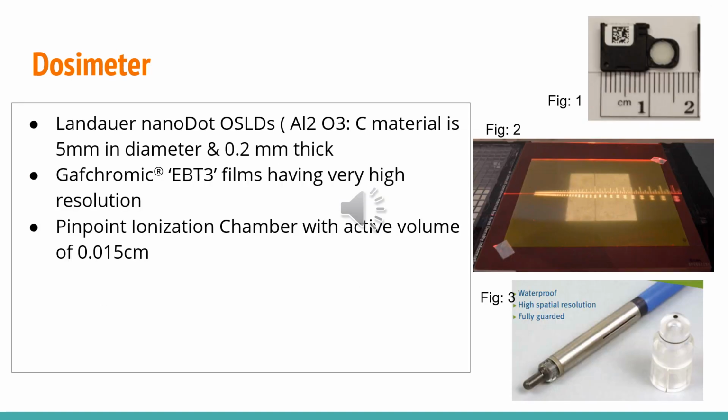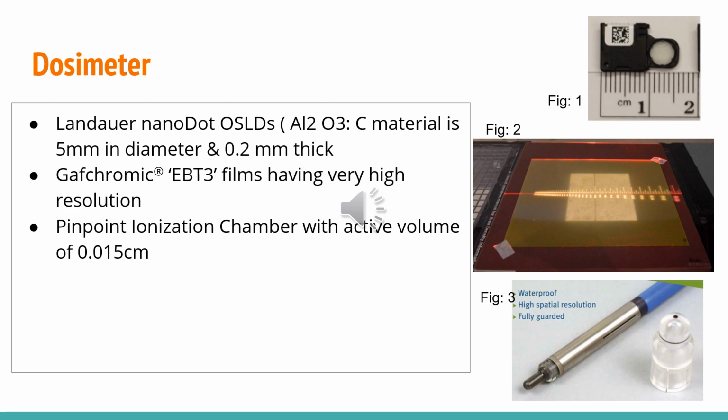Selection of dosimeter is a challenge because we are dealing with a small field, so we need to consider the size of the dosimeter which could measure the small profile as you have seen in the previous slides. So we choose nanodots, which are quite small in size, about 5 mm in diameter and 0.2 mm in thick, as you can see in the figure 1.